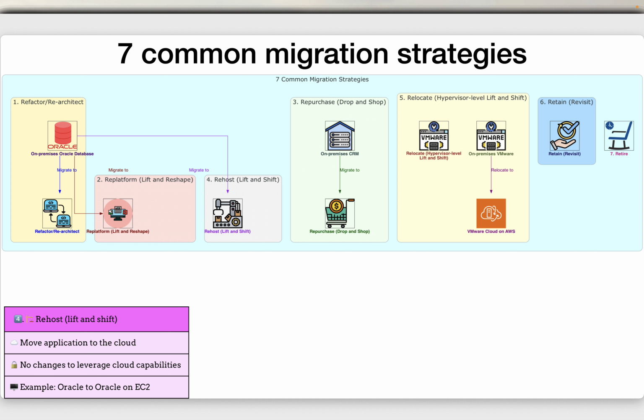Fourth is rehost, which is lift and shift. Move an application to the cloud without making any changes to take advantage of cloud capabilities. An example could be to migrate your on-premises Oracle database to Oracle on an EC2 instance in the AWS cloud.